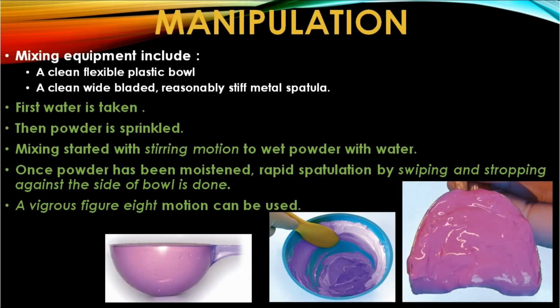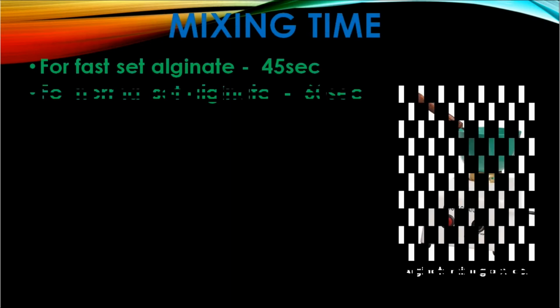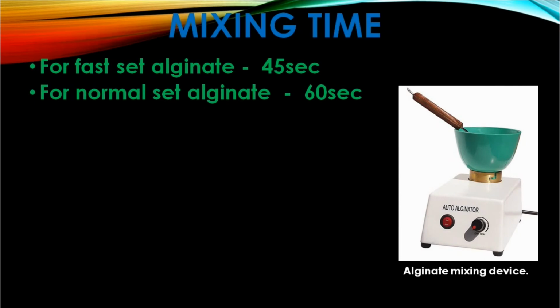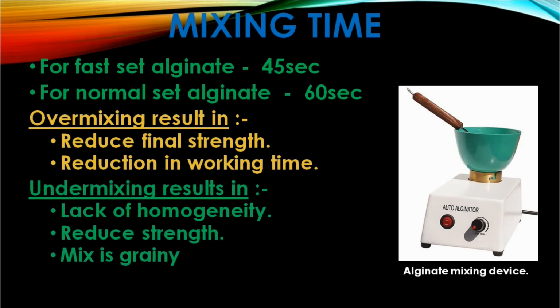Mixing time for fast setting alginate is 45 seconds and for normal setting alginate it is 60 seconds. Over mixing results in reduction of final strength and reduction in working time, and in case of under mixing there is lack of homogeneity and reduction in strength, as well as the mix is grainy in consistency.